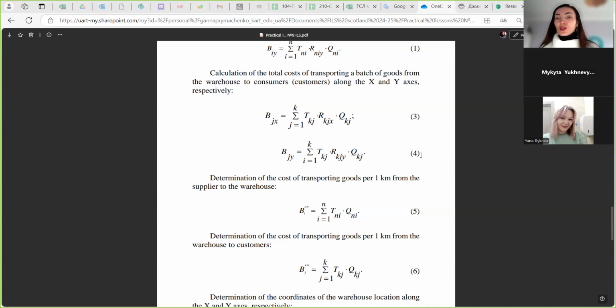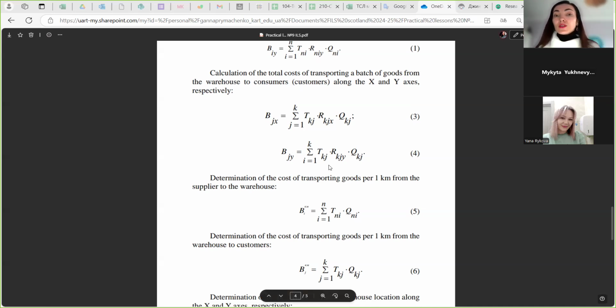And we do it. We write in our paper or in our electronic document that B with index jy is equal to, and we have 3 parameters for every customer. For the first customer, it is tariff, distance, and volume of cargo. The same information for the second customer and the same information for the third customer. And we need to find the sum of these costs. So we add one by one.